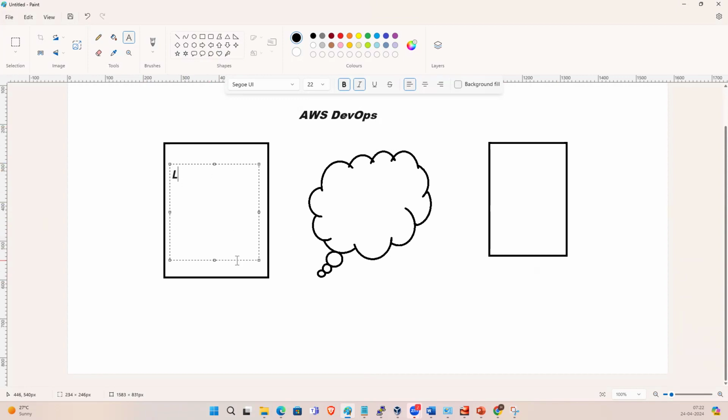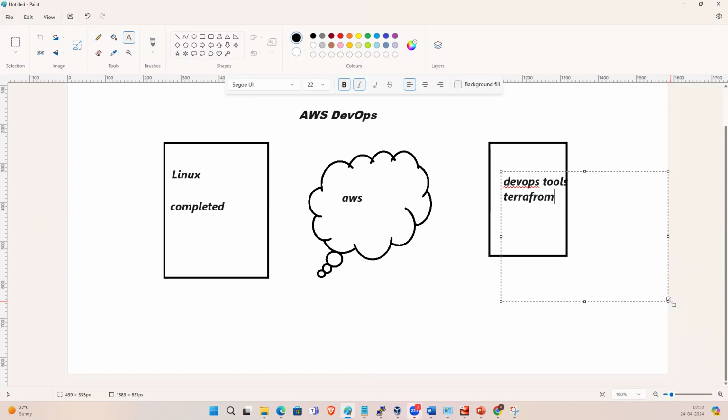So what will we discuss, guys? We will discuss Linux. Linux is completed, then AWS, then DevOps tools. So what are the tools, guys? Terraform, Kubernetes, Ansible, Docker, Git, Kubernetes.